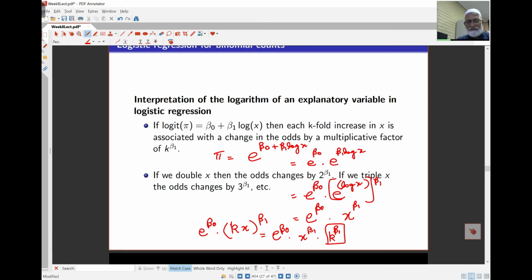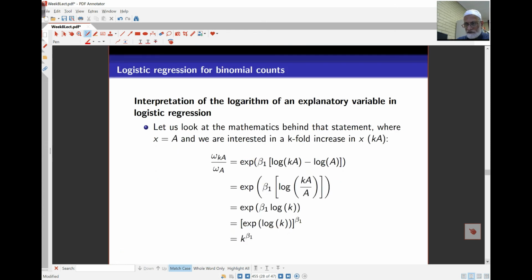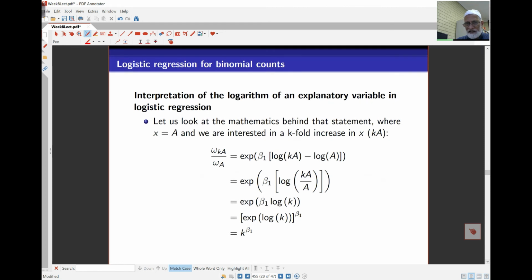So the model interpretation requires care here. It does require a bit of maths as well. If I double x, then the odds ratio changes by a factor of 2 to the beta 1. If I triple x, it changes by 3 to the beta 1. So the odds ratio is not such a simple thing in this kind of complicated model. Be careful with this. I've essentially done that in this slide here. You can have a look at this yourself.